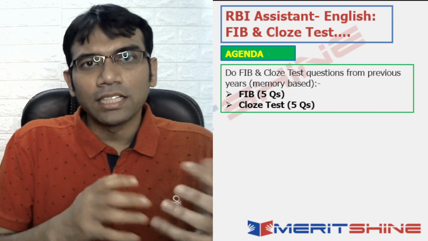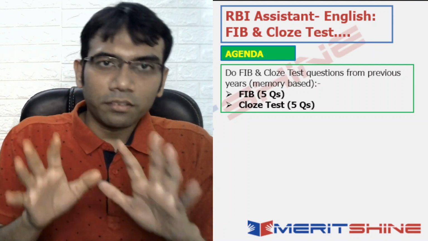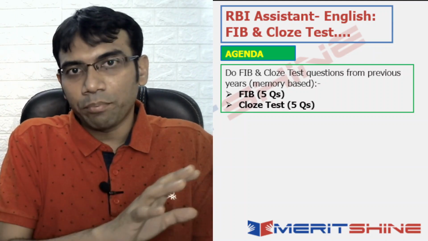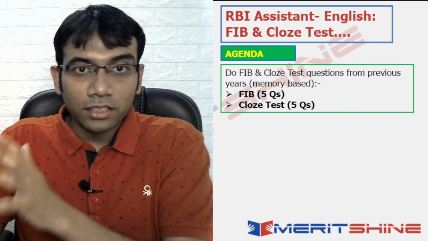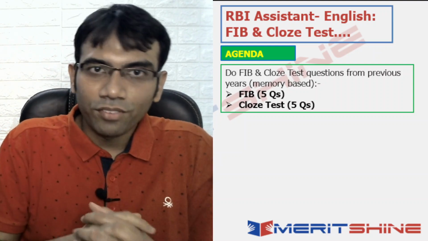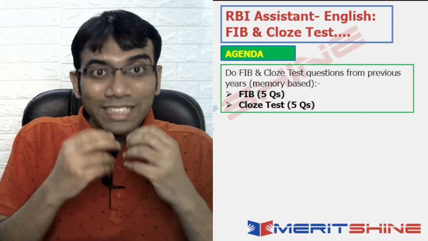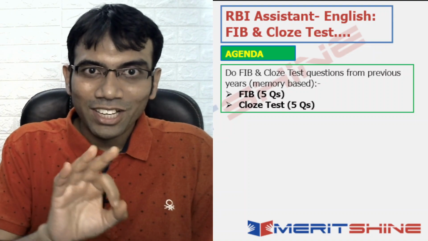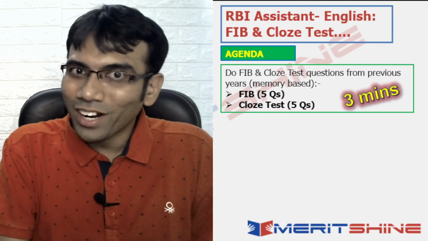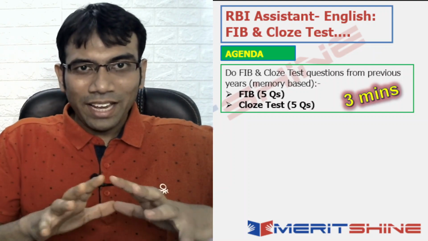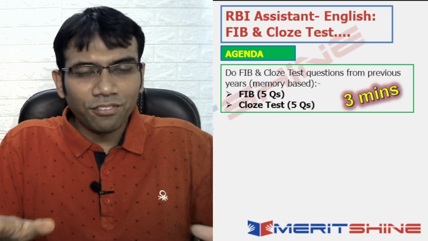Obviously that can change, it can increase, it can decrease this year, but if we go by what happened in the last years, around 1/3, 10 out of 30 questions of English were from fill in the blanks and cloze test. So if we are able to do these 10 questions in 3 minutes, that is going to give us an edge over others, yes or no? See, all of these questions are easy. They can be done and they can be done fast.